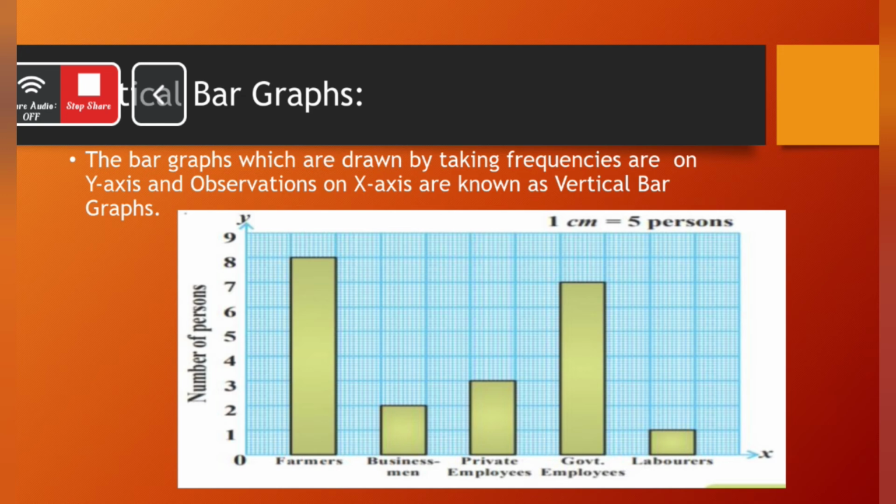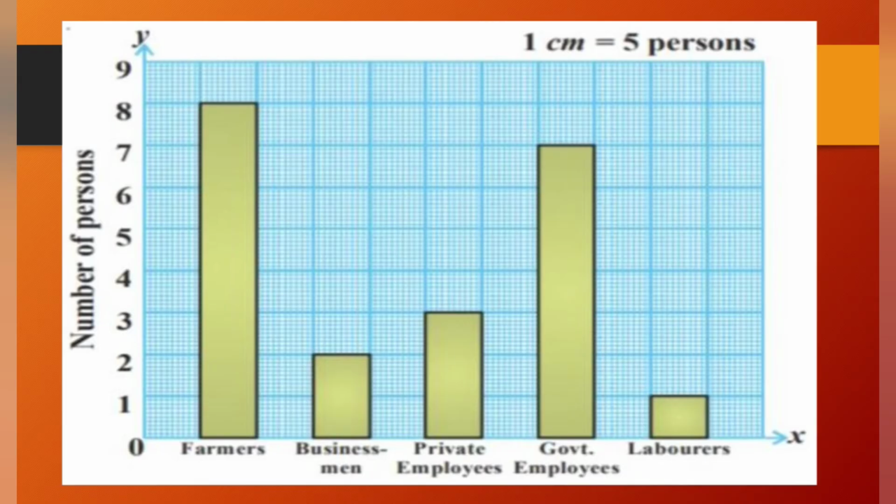Here frequencies are taken on the y-axis. This is an example of a vertical bar graph. Frequencies are on the y-axis and observations are on the x-axis. It is an example of a vertical bar graph.